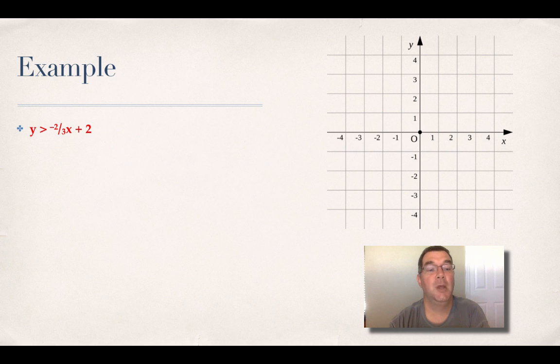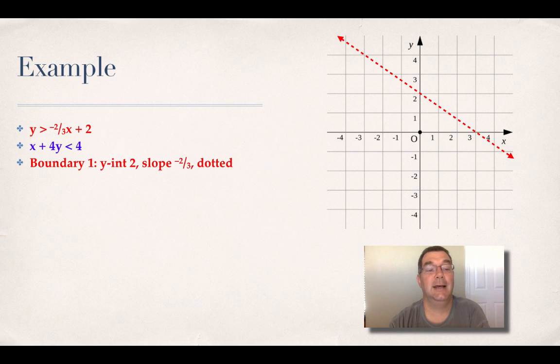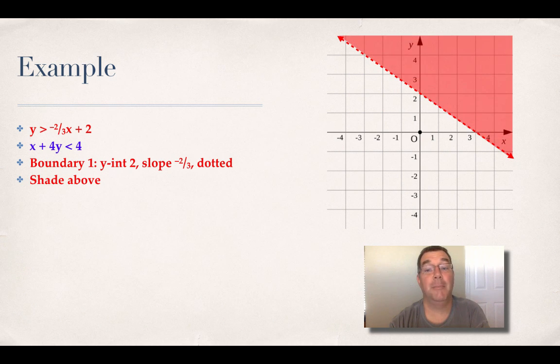So here's an example. y is greater than negative 2/3 x plus 2, x plus 4y is less than 4. So the first equation is in slope-intercept form. The y-intercept is 2, and the slope is negative 2/3. It's a greater than sign, so I'm going to draw a dotted line, and I'm going to shade above. Remember, you would find a test point on either side to determine whether you shade above or below. But I'm just going through the steps based on your knowledge of linear inequalities that we've learned before.